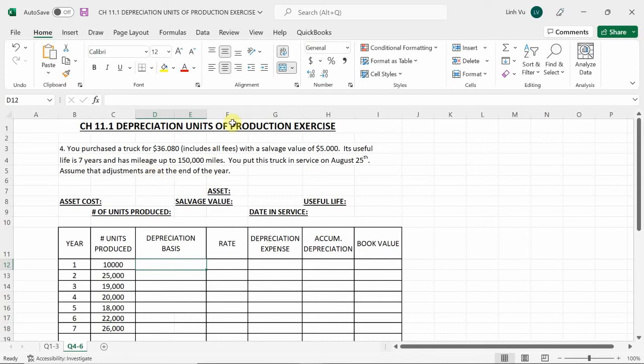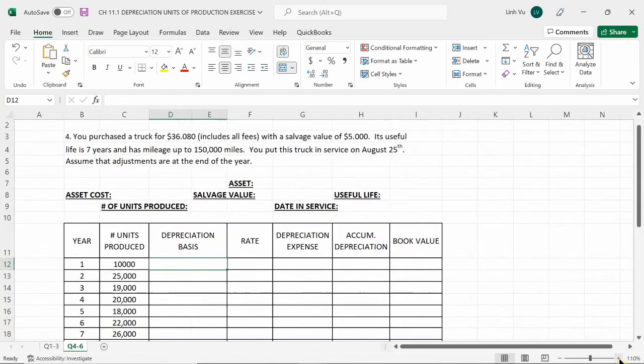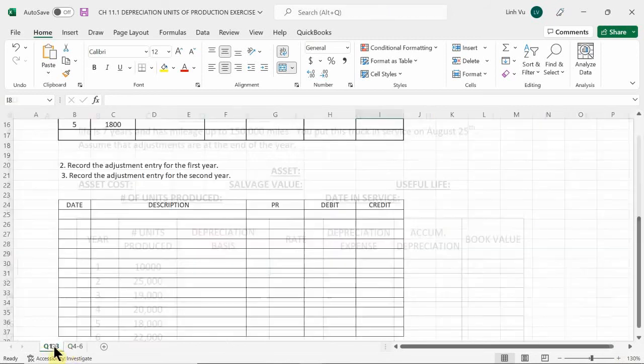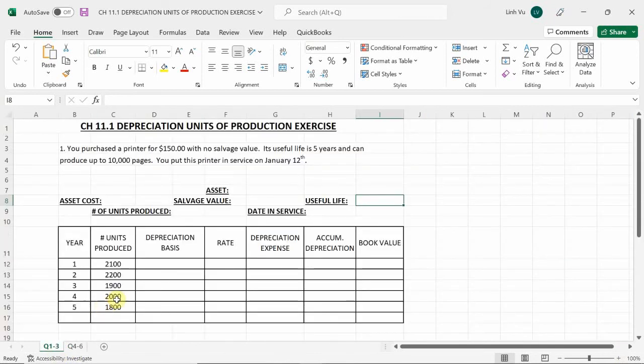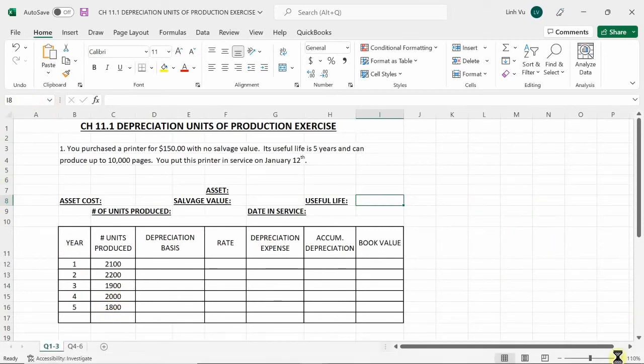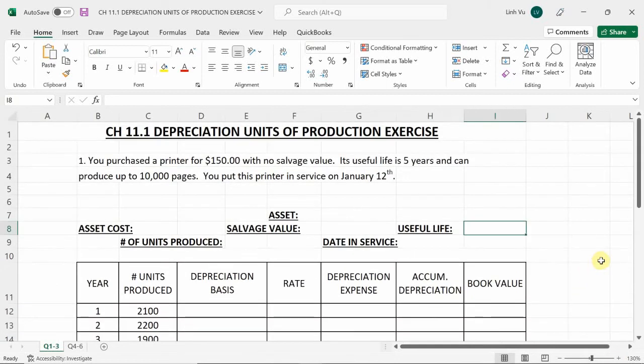Now we are finally on the chapter 11.1 exercises. Let's take a look, and we're going to practice filling out the table. Same thing, we still have two exact scenarios here. We're going to complete the table as well as journalize this transaction. Okay, let's take a look at number one here.